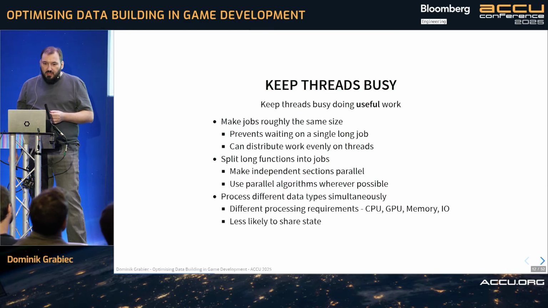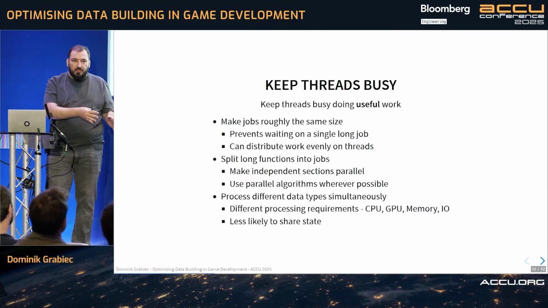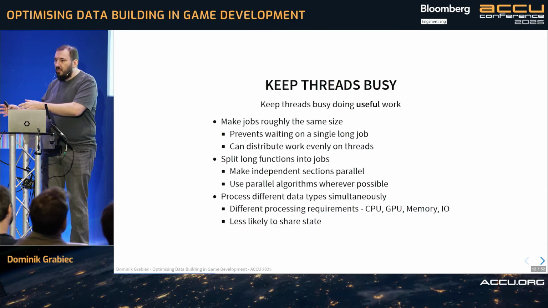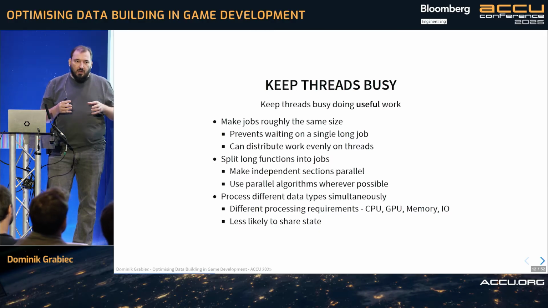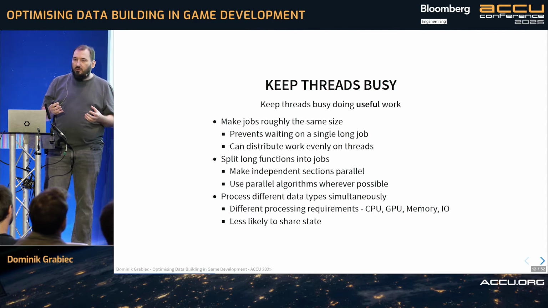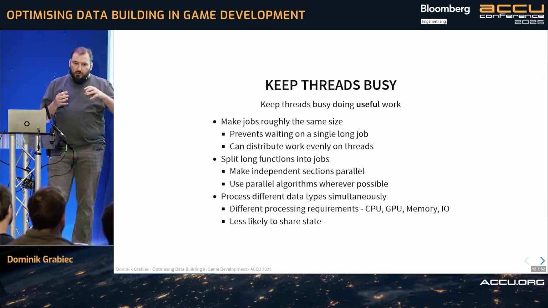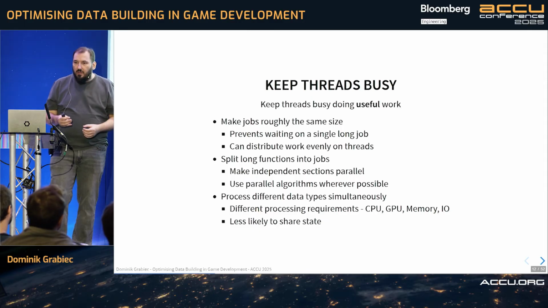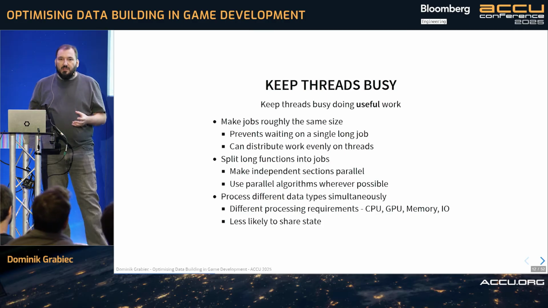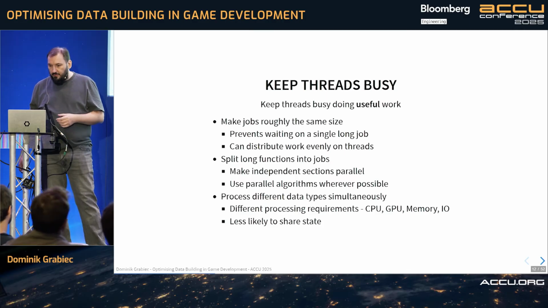The other thing is to process different data types at the same time. You don't need to process all the meshes, then all the textures, then all the game data. Interleave them, because often these things have different GPU, CPU, and hardware requirements. Some will be IO intensive, some will be processing intensive. If you put them together, it's less likely to put a strain on any one system, and you'll actually finish faster because there's less contention.